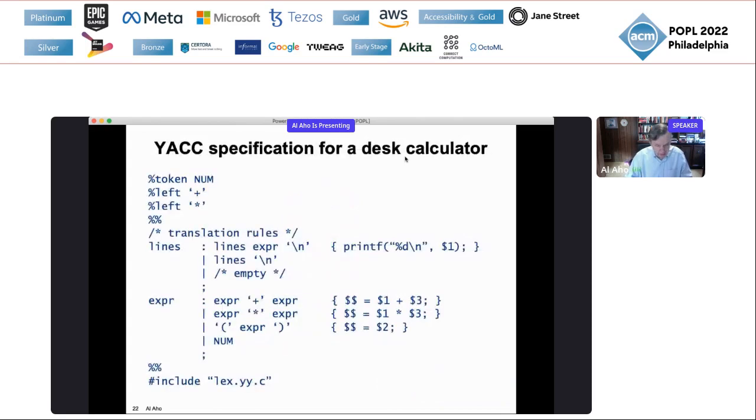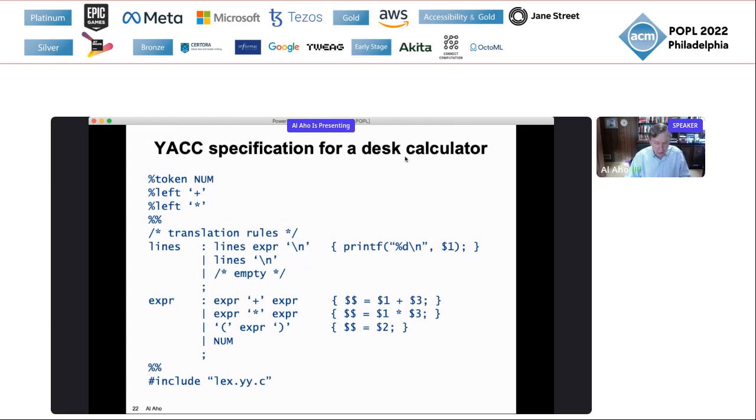Lex and YACC can be used together to create the front end of a compiler. Here is a YACC specification for a desk calculator that evaluates arithmetic expressions involving the addition and multiplication of numbers. Compiling this YACC specification with the lexical analyzer created from the previous Lex specification for integer numbers, we get a working desk calculator. The combination of Lex and YACC allowed people to experiment with the syntax of programming languages, and Lex and YACC became very popular in compiler courses for that purpose.